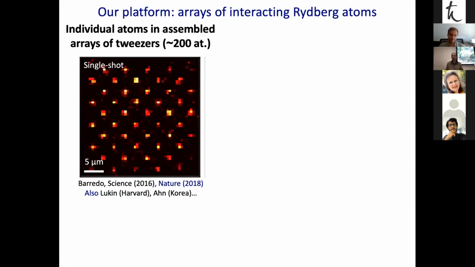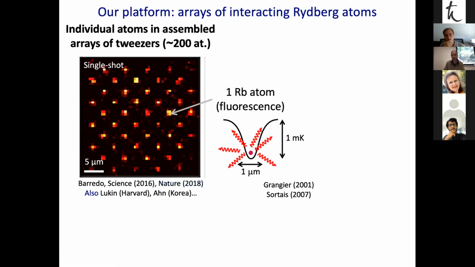So our platform, in a nutshell, is just an ensemble of interacting atoms. So this is a snapshot. It's a fluorescence image of atoms. Essentially, each of the bright dots that you see here corresponds to one and only one atom, which is trapped in what is called an optical tweezer. So it's a tightly confined dipole optical trap. It's the only thing you need to know.